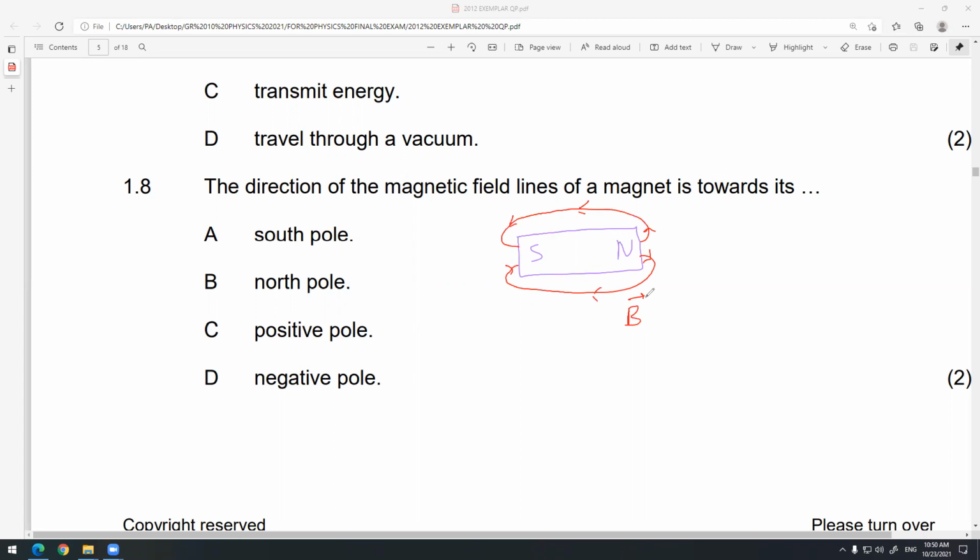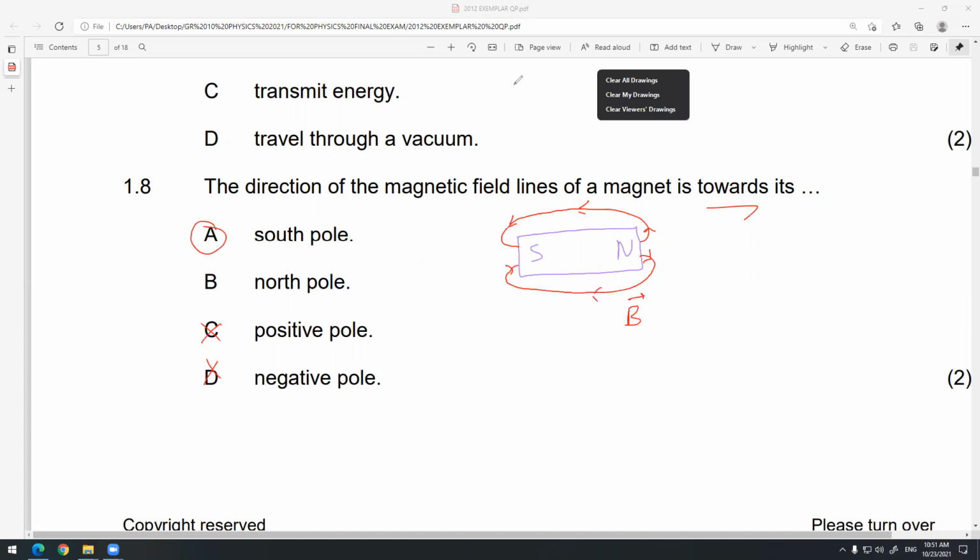And then for magnetic fields, we are not using positive or negative. Options C and D are gone already. Then they said towards its south, because we know it goes from N to S. Our answer is A. Question 1.8, done.